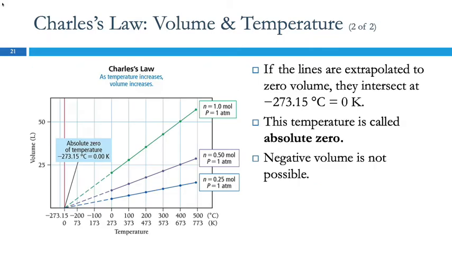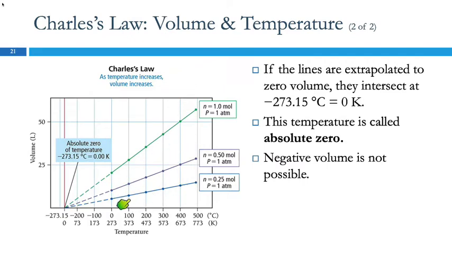And this is why. Here's some data looking at volume versus temperature, volume on the y-axis, temperature on the x-axis. All three of these are at 1 atmosphere of pressure, but the amounts of gas are different. And we see for each amount of gas, there is a linear relationship between volume and temperature.